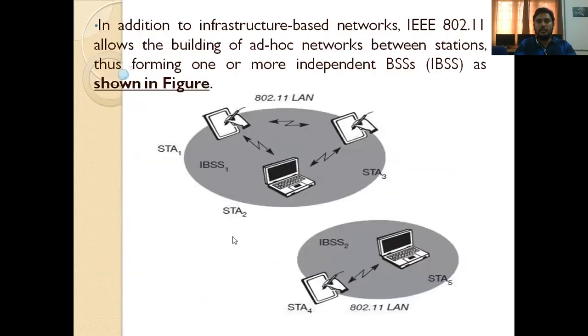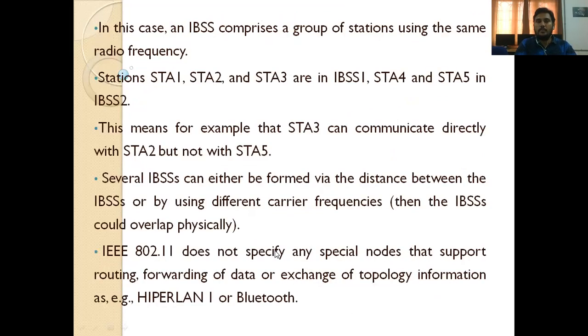There is another architecture model for IEEE 802.11. Here station 1, station 2 and station 3 are connected to the access point in base station 1 range. Station 4 and station 5 are connected to the access point in base station 2 range. For example, station 1, station 2 and station 3 are in base station 1 range, and station 4 and station 5 are in the base station 2 range.